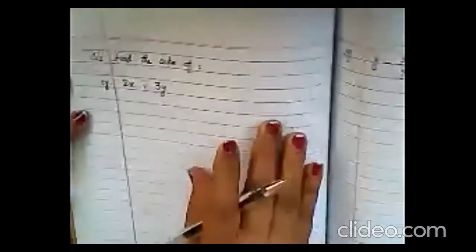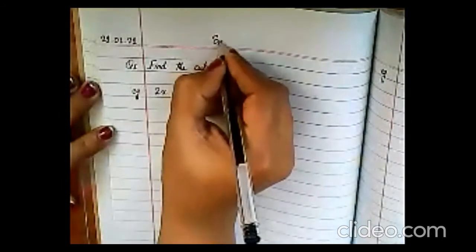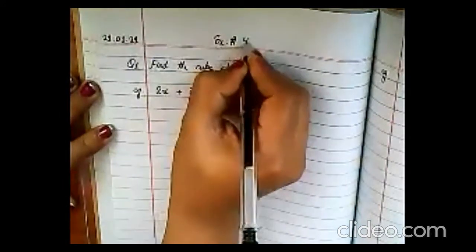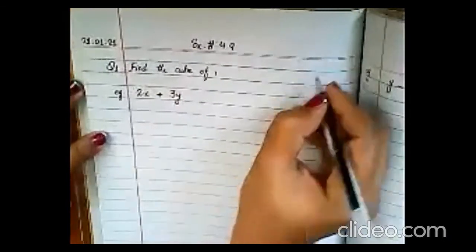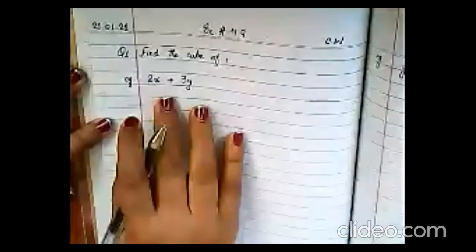How will you start your work? First, you will write down your date here, before starting any work. What will be the date today? 21, 1, 21. Then exercise number 4.9. And then you will mention here that this is your classwork. Now let's start this work.